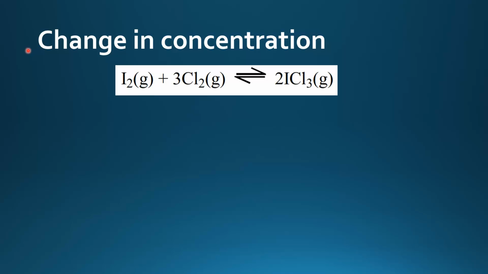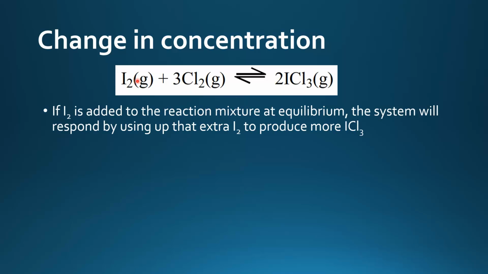First, we look at a change in concentration. In this reaction, we have iodine reacting with chlorine to form iodine trichloride. So first we look at the case of adding iodine to the reaction mixture. If iodine is added to the reaction mixture at equilibrium, the system will respond by using up that extra iodine to produce more iodine trichloride.